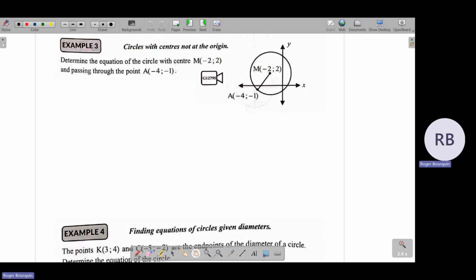They'll always give you the center. Just deal with what they're giving you. What's our first step? Our first step is to write down the equation of a circle, which is brackets x minus a squared, plus brackets y minus b squared, is equal to r squared. Then go from there.